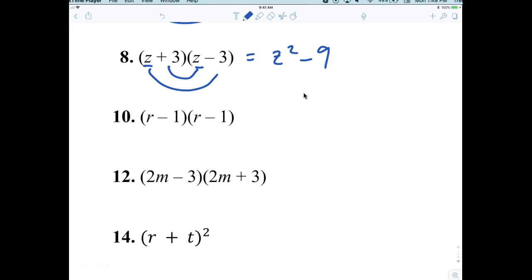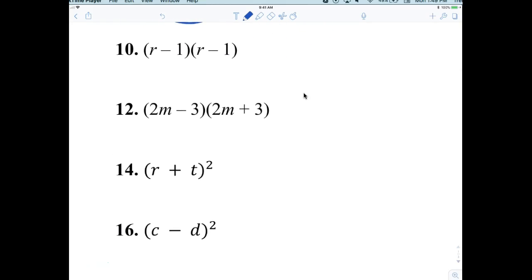All right, here we go. Number 10, r times r. R squared. Negative 1 and negative 1 gives negative 2r. And then negative 1 times negative 1 is plus 1. I'm agreeing with you. Should be pretty easy, I told you.